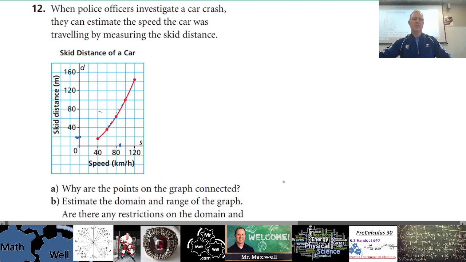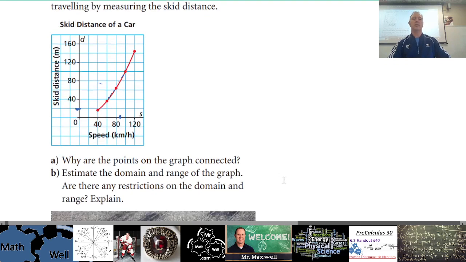All right, estimate the domain and range of the graph. Are there any restrictions on the domain and range? Well, of this graph, it looks like the domain is from 40 to 120, okay? From 40 kilometers an hour to 120 kilometers an hour. That's what the domain is. The range for this graph looks to be about maybe 18 or 19 to about, was that 142 maybe? So maybe 19 to 142 for a range on this particular graph.